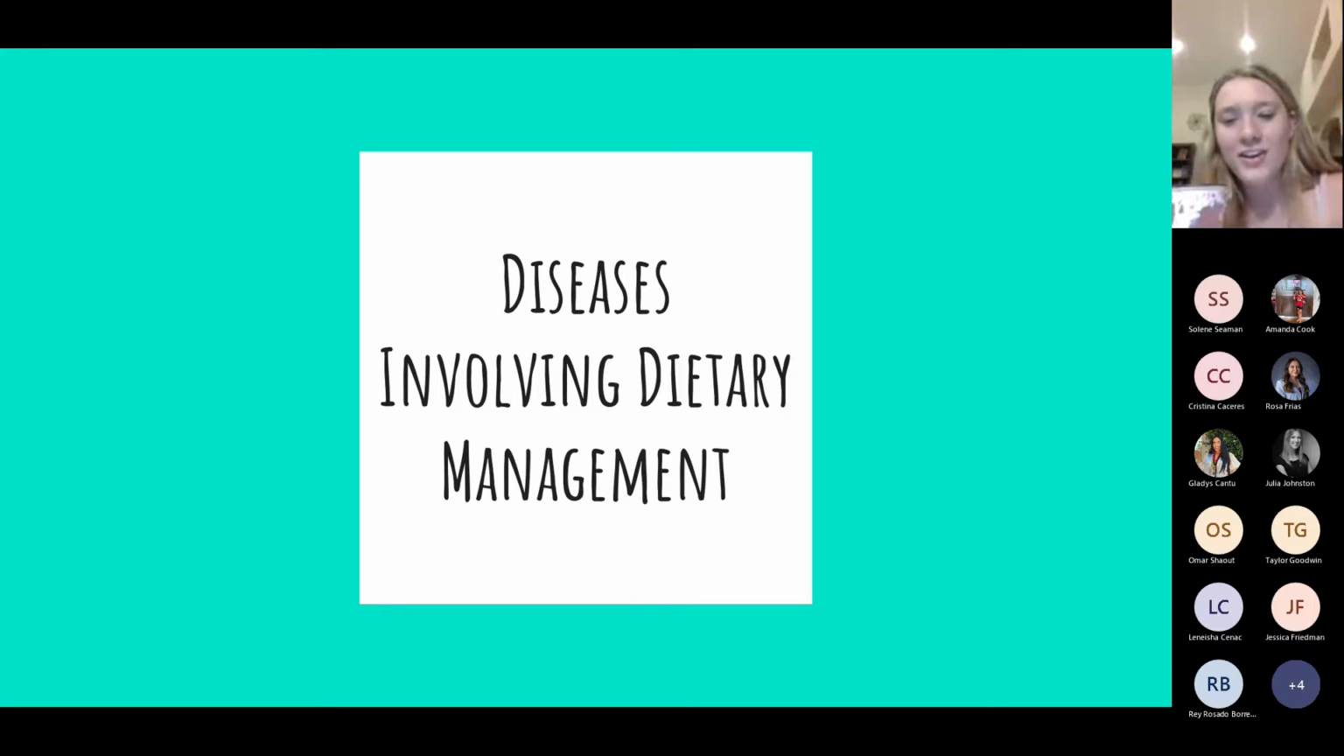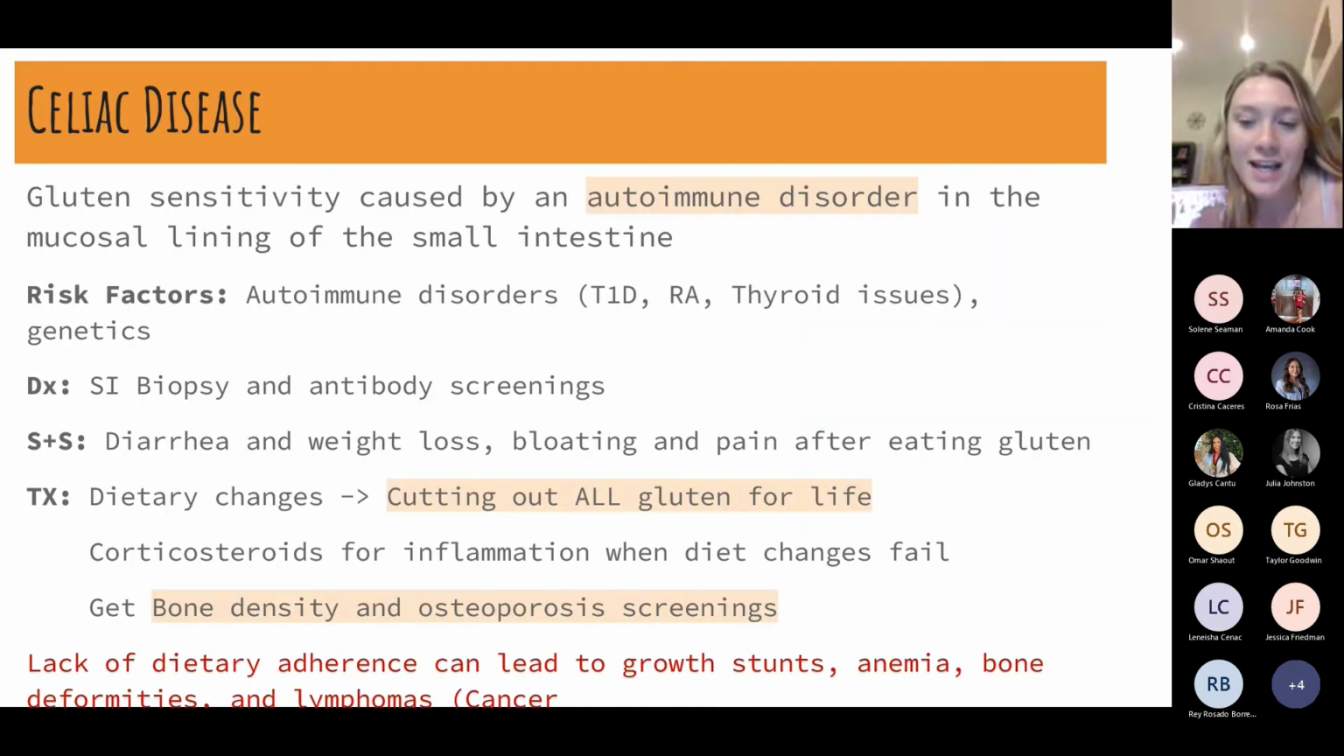So similar to our GI stuff. Celiac disease is one of our more common diseases, especially nowadays. Again, it has an autoimmune link. But essentially, these patients' intestines really can't tolerate gluten. So after eating gluten, they're going to have a lot of bloating, pain, diarrhea, etc. They usually have some unexplained weight loss.